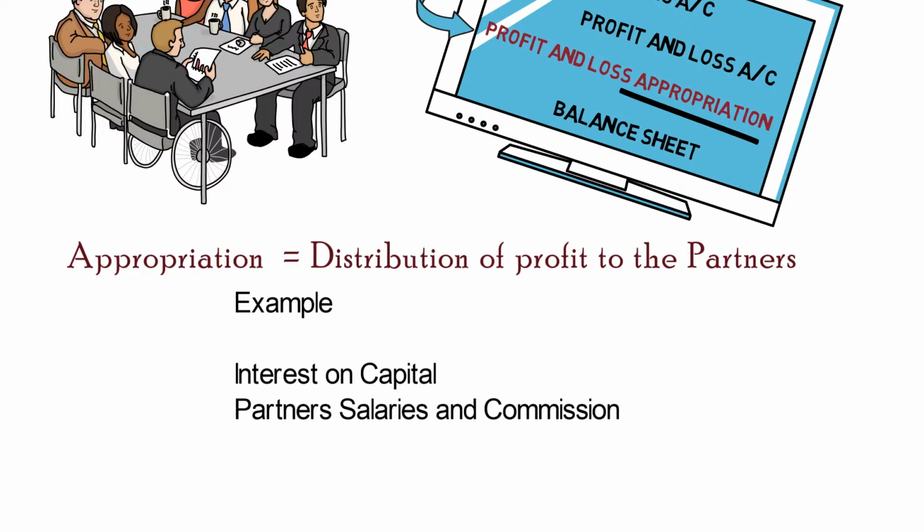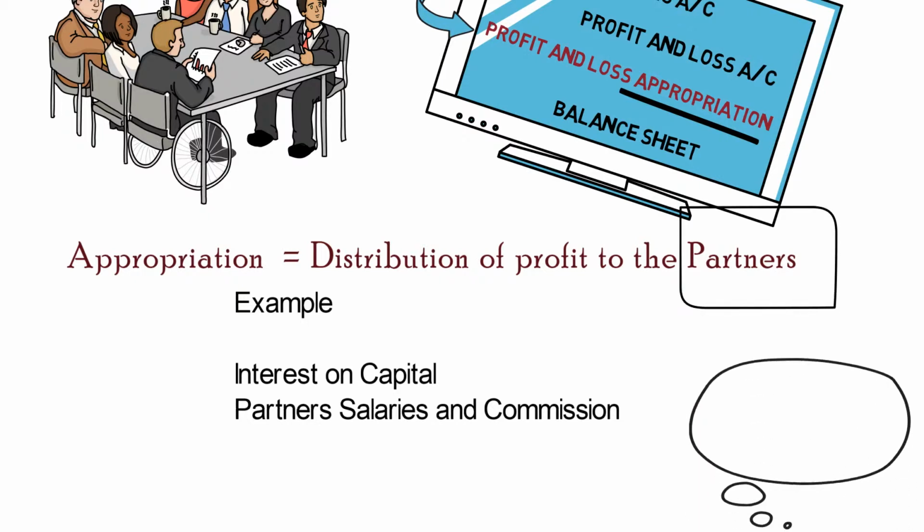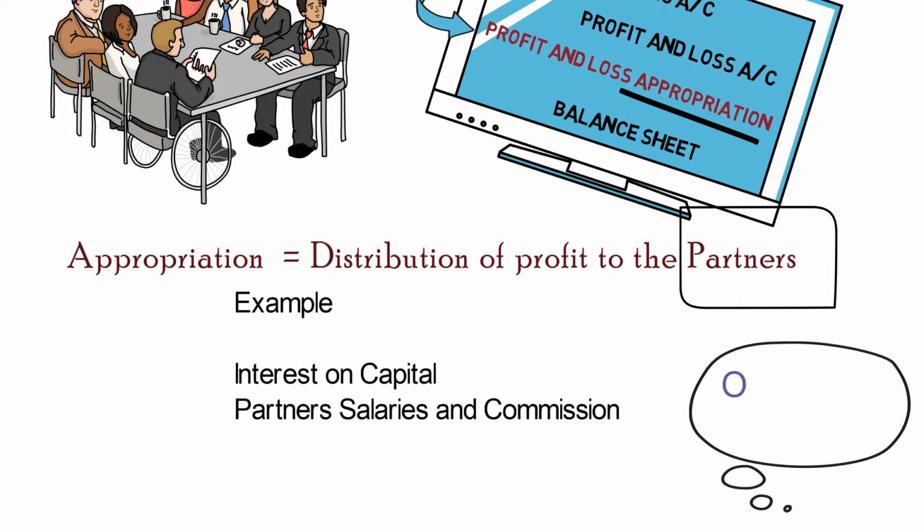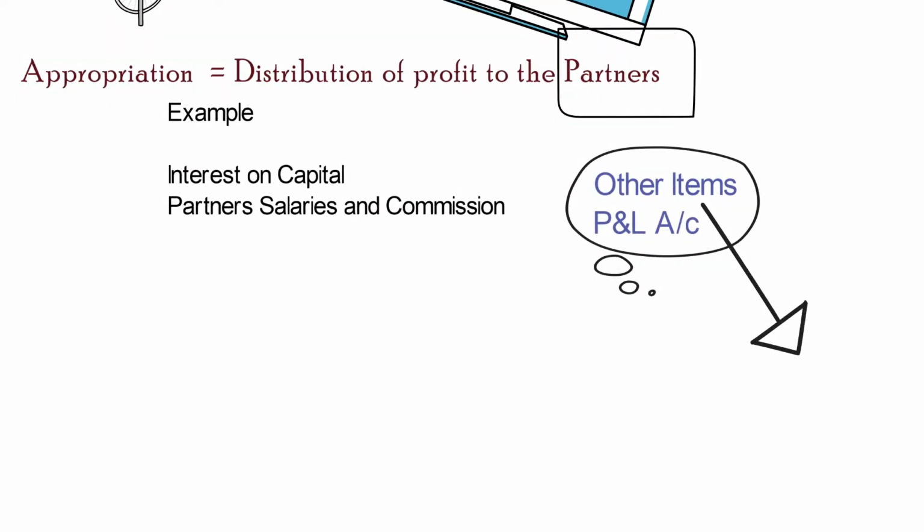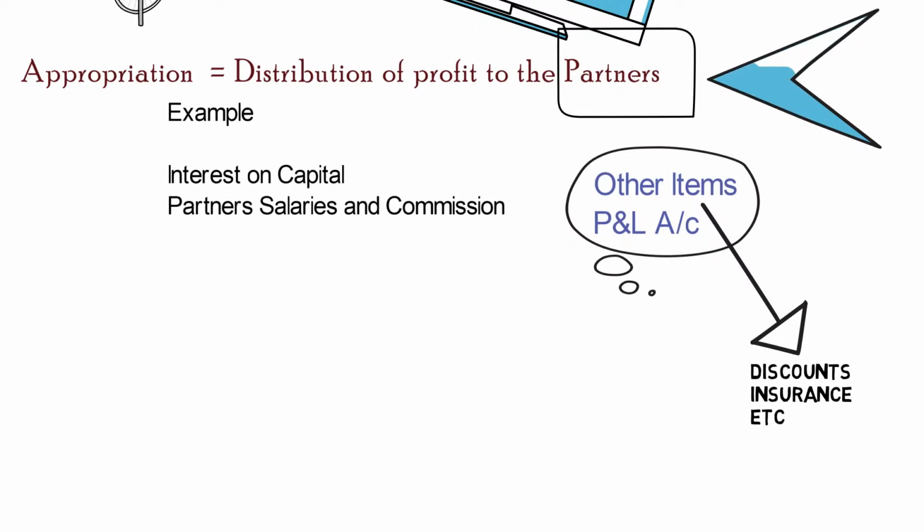Therefore, in profit and loss appropriation account, only the transactions relating to partners are recorded. Any transaction which is not relating to the partners is not recorded in the profit and loss appropriation account but is recorded in the profit and loss account. Therefore, items like discount, depreciation, insurance payments will not be coming in the profit and loss appropriation account but will be coming in the profit and loss account. This is the most important thing to remember while preparing the profit and loss appropriation account.